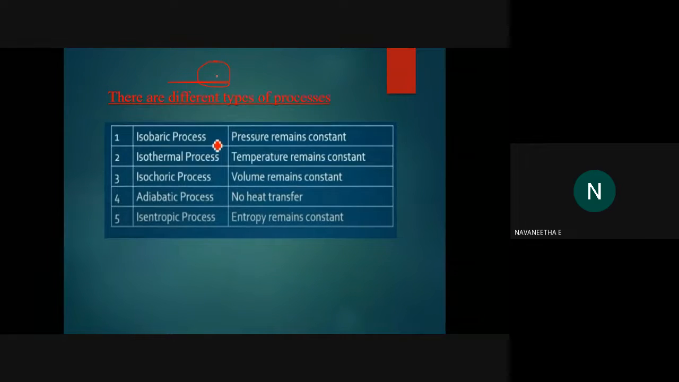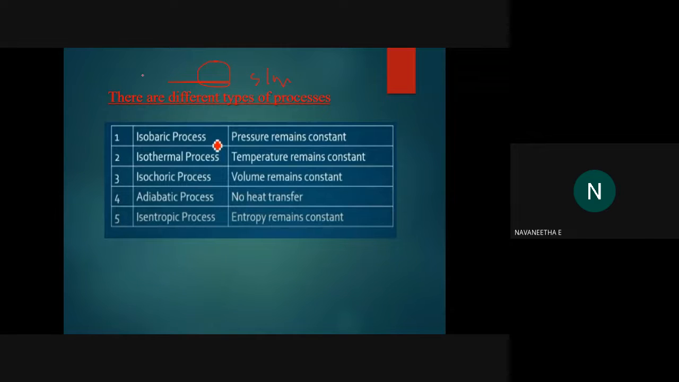We are considering a system and doing some work to convert the state of the system from one form to another. That change in state is called a process. In that process, if there is no change in pressure, it is called an isobaric process. If there is no change in temperature, it is called an isothermal process. If there is no change in volume, it is called an isochoric process. If there is no transfer of heat, it is called an adiabatic process. And if the entropy remains constant, it is called an isentropic process.